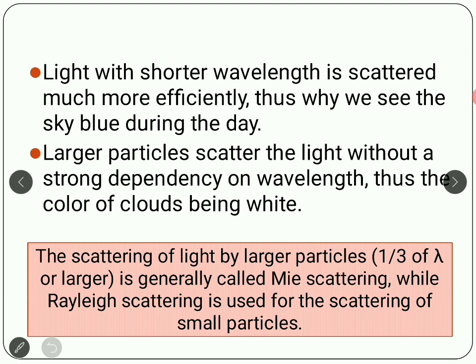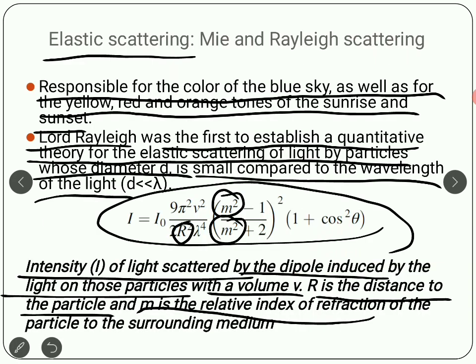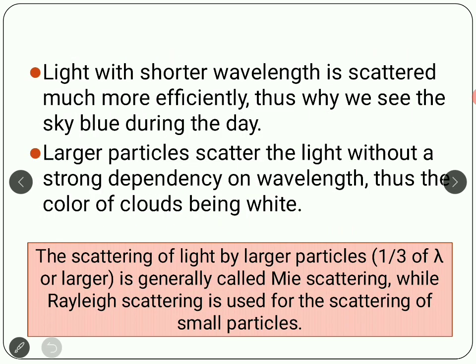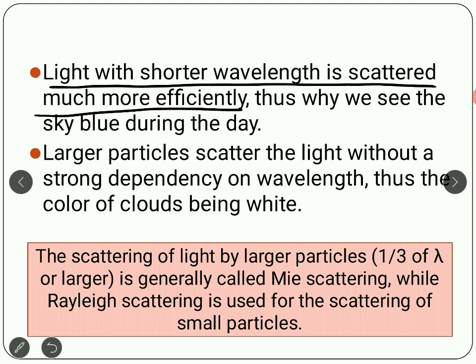And then if we look into the appearance of the blue sky, if you look into this particular relation, you see that this is the wavelength here. So, if the wavelength is more, the intensity would be less, right. So, this is inversely proportional. So, what happens is light with shorter wavelength is scattered much more efficiently. Thus, we see the sky blue during the day.